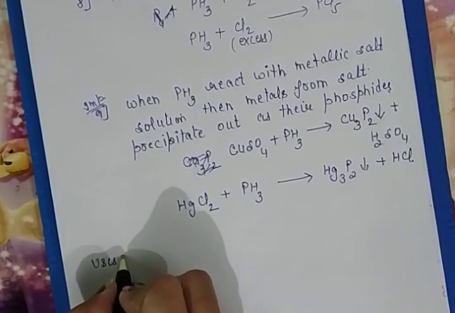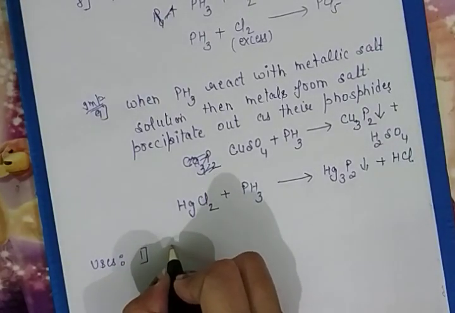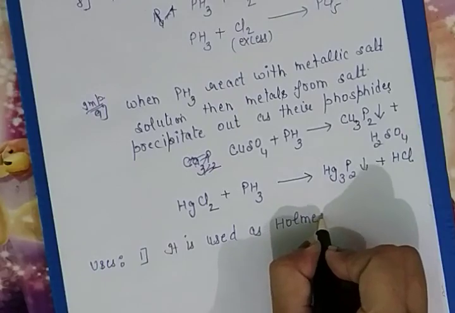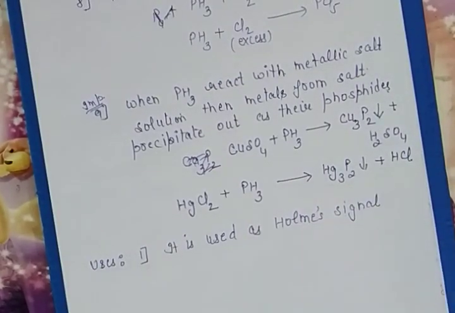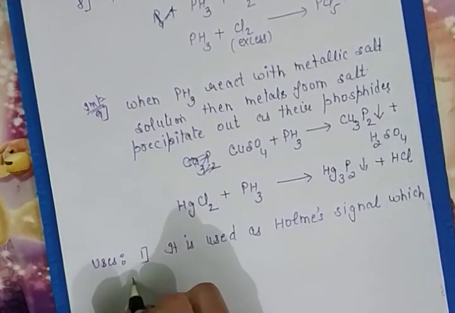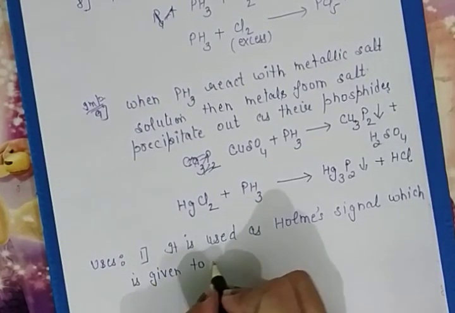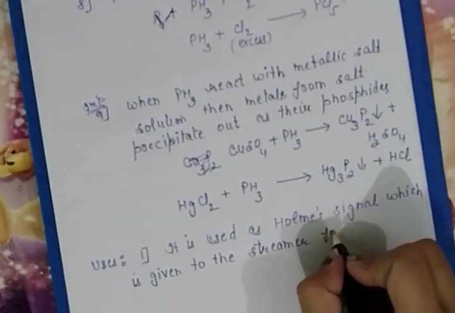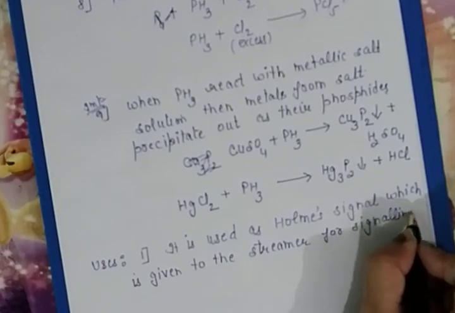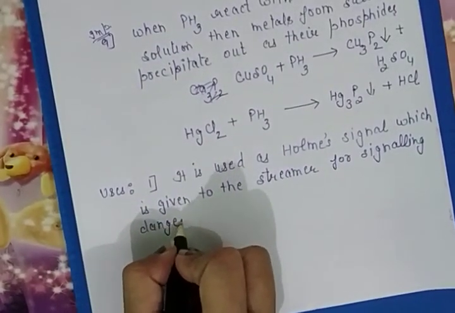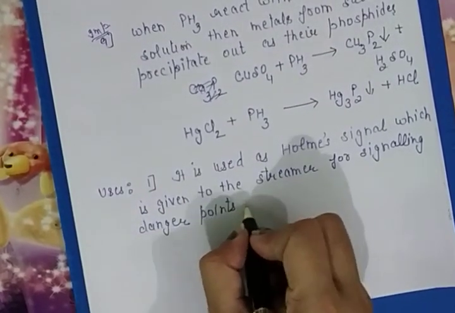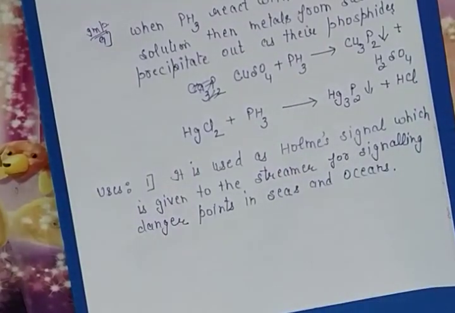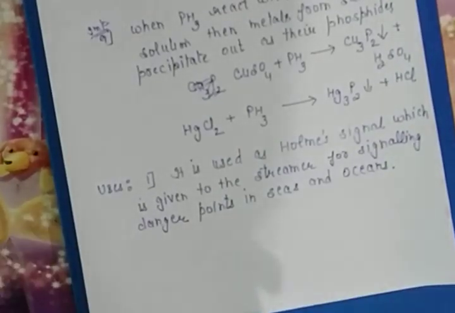Now last one is the uses. Very important. Phosphine is used as Holmes signal, which is given to the steamer for signaling danger points, where in sea and oceans. So what happened in this, how it acts as Holmes signal.